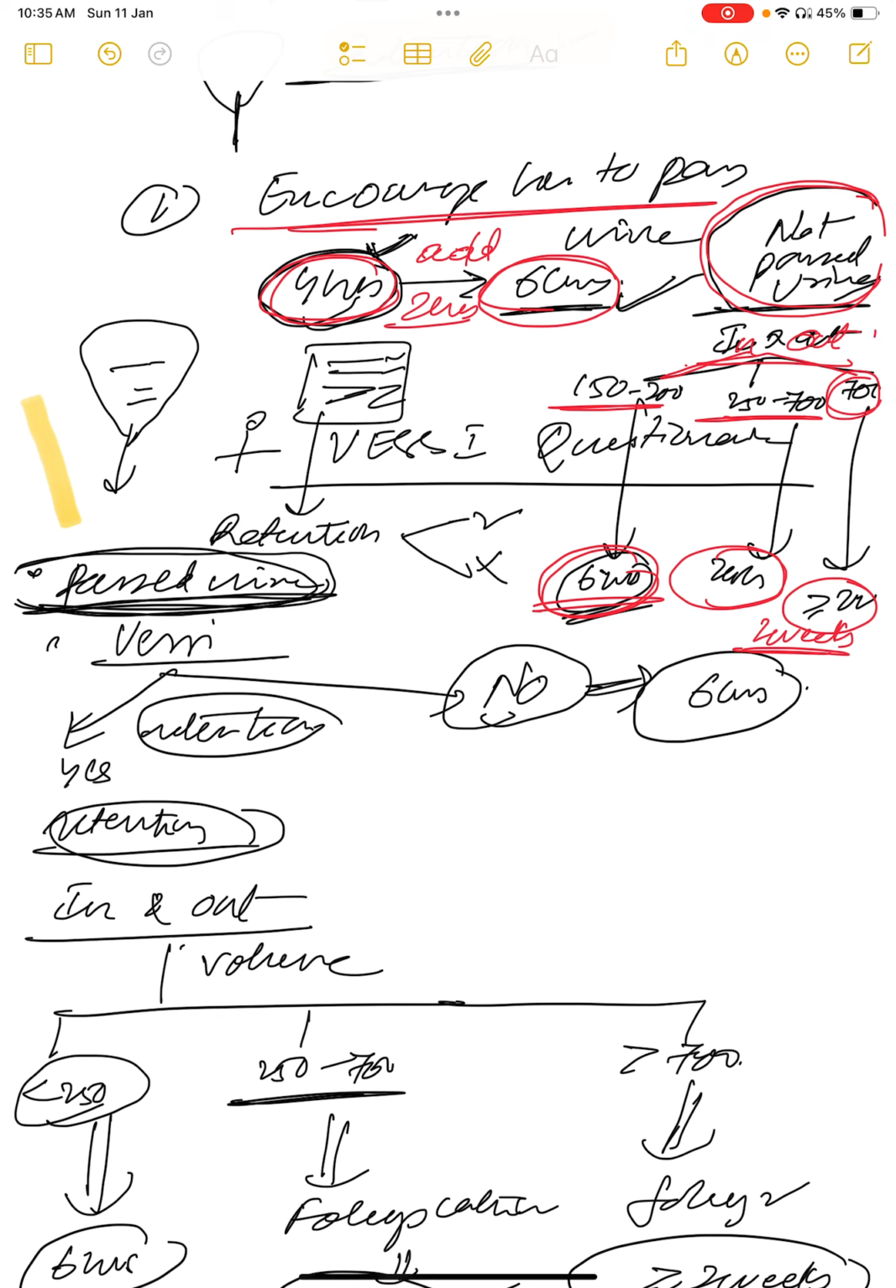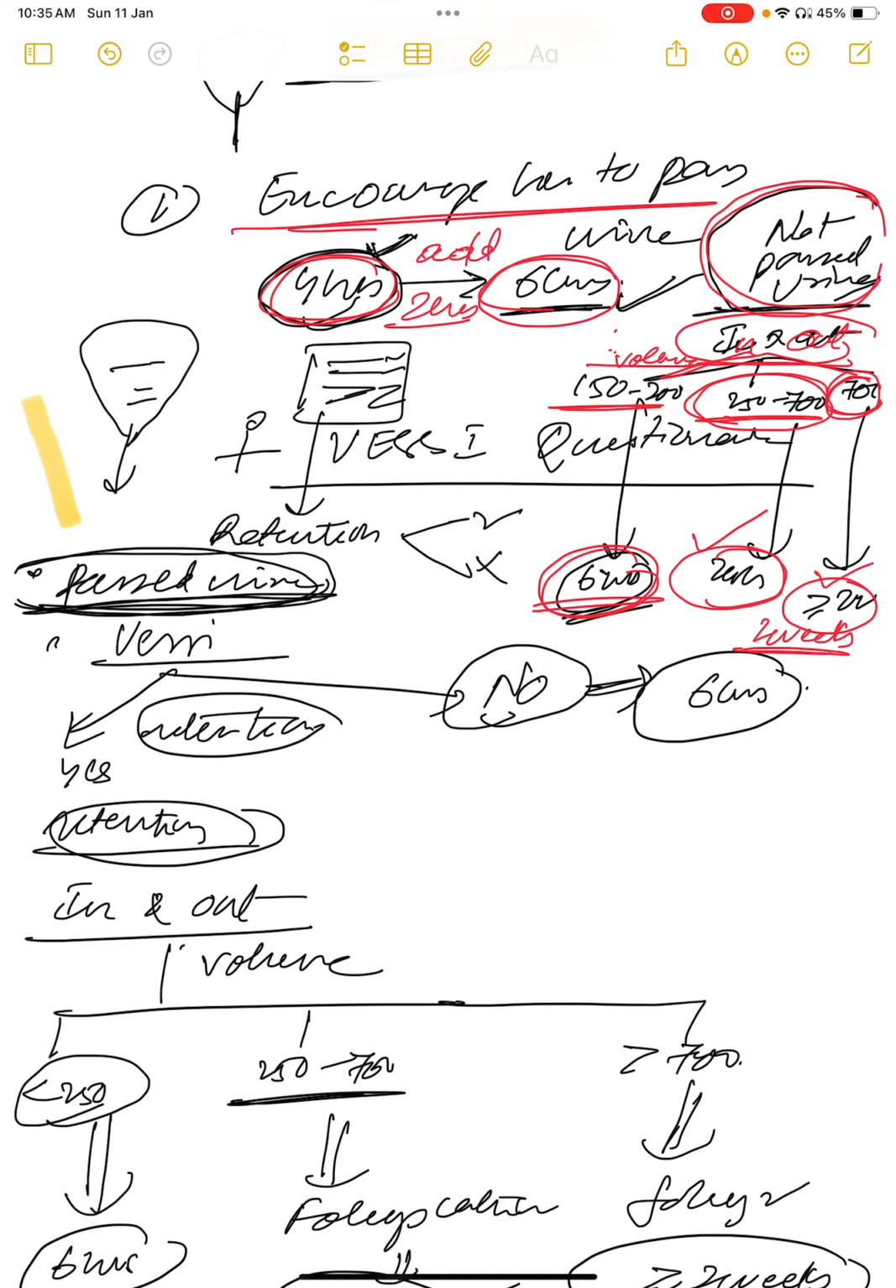Okay. So what is in and out? You're putting it in and you're leaving it out. There is no Foley. So to decide whether to keep a Foley or not, you will see the volume basically. If more than 700, you'll keep the Foley for 2 weeks. If 250 to 700, you'll keep the Foley for 24 hours.